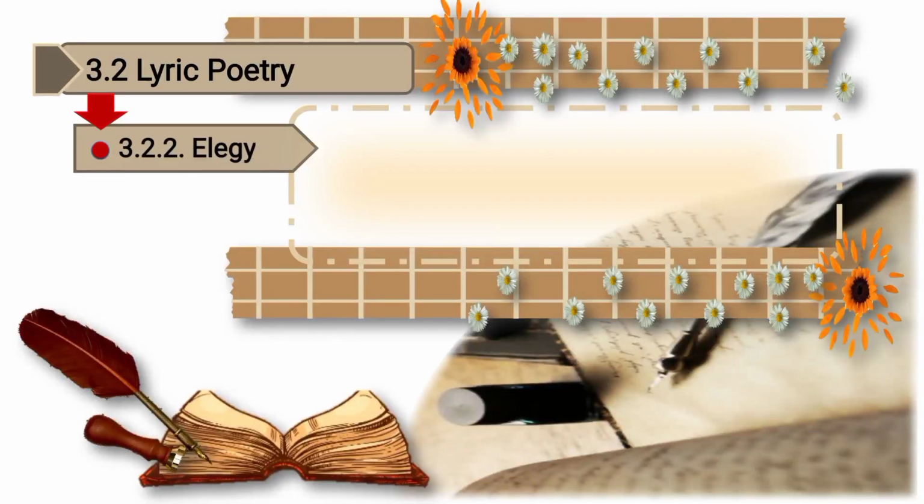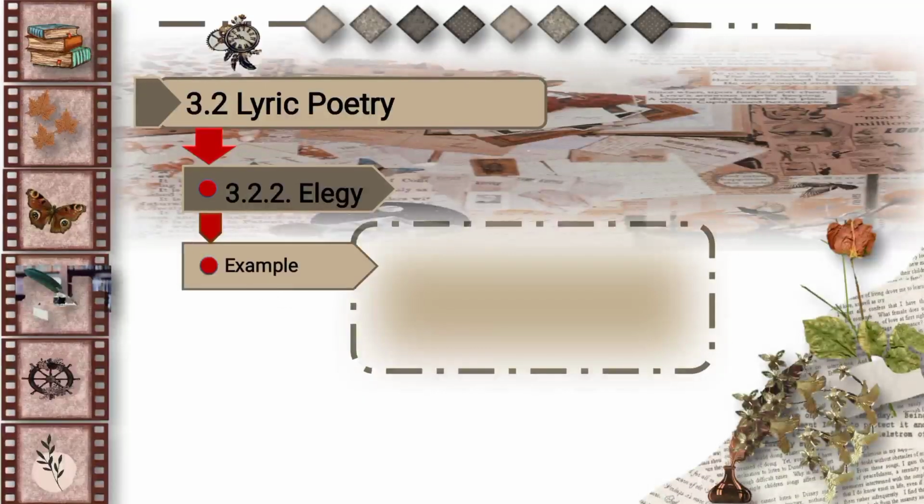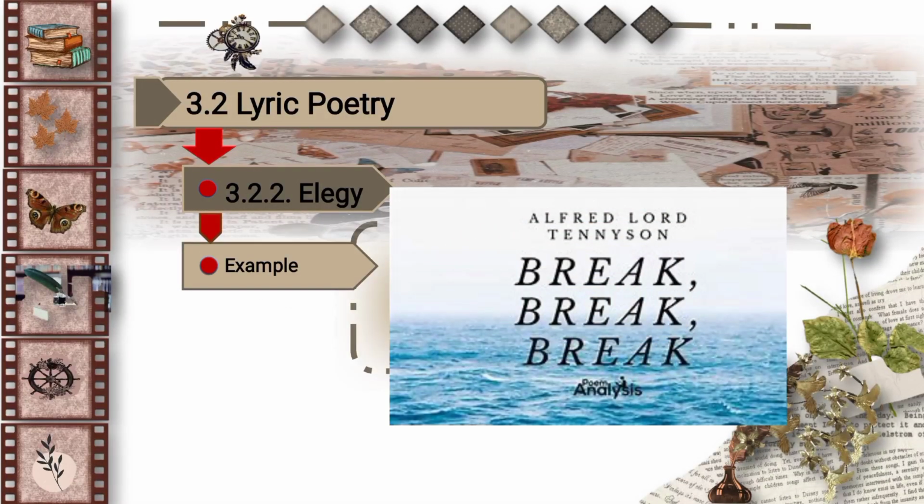Next is the elegy. It is a poem of a subjective and meditative nature. It can be distinguished by its subject. Example of this is the Break, Break, Break by Alfred Lord Tennyson.